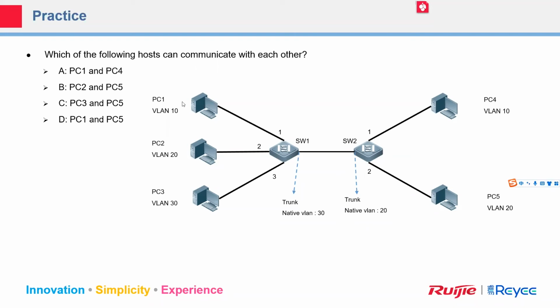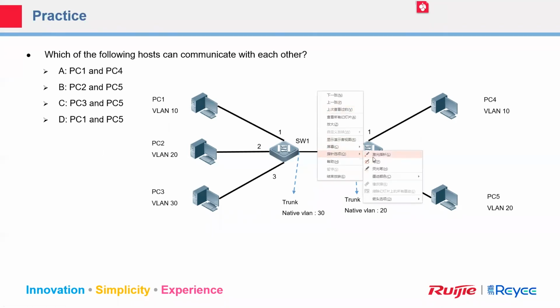So let's see the process. The first one, if PC1 sends the packet to switch 1, we will add the VLAN. The VLAN is VLAN 10. So the packet cannot be sent to 2 and cannot go out to 3. It can only be sent out of the trunk interface.